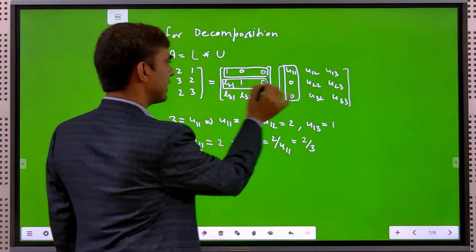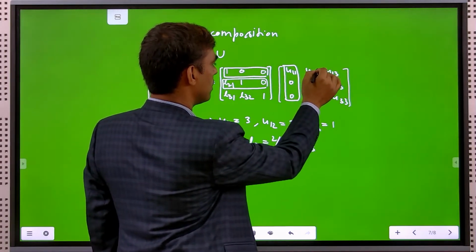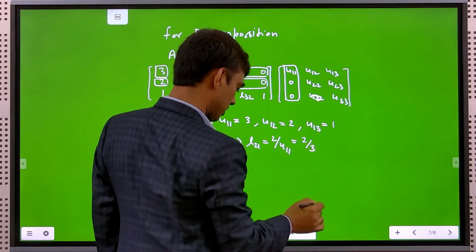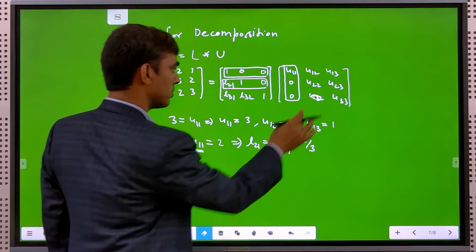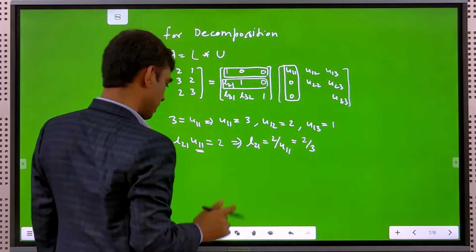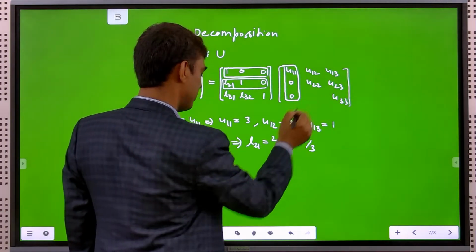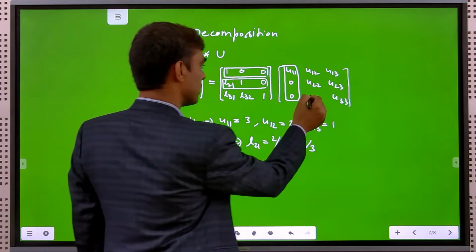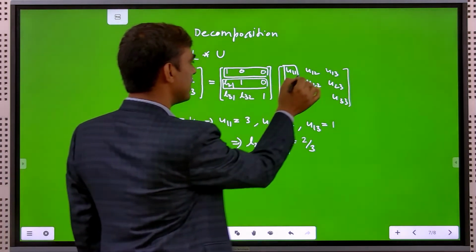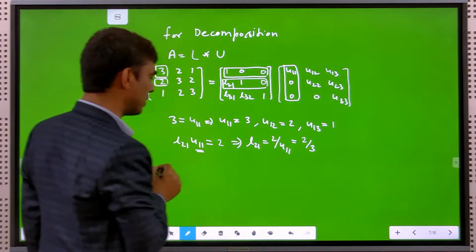Similarly, second row by the second row, so this one is not here, this one is a 0. If we erase this one, because here is an upper triangular matrix, we write a 0. This one is a 0 because this is an upper triangular matrix. So if we multiply the second row by the second column, then what will happen?